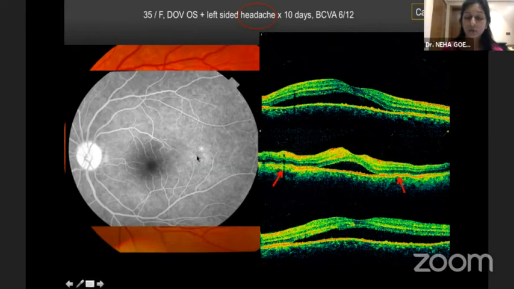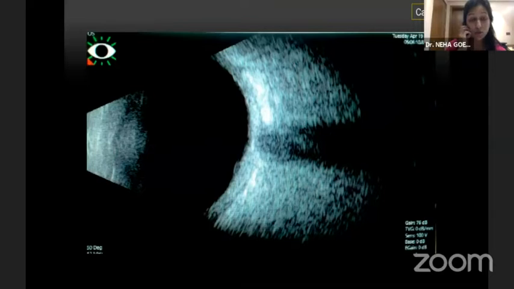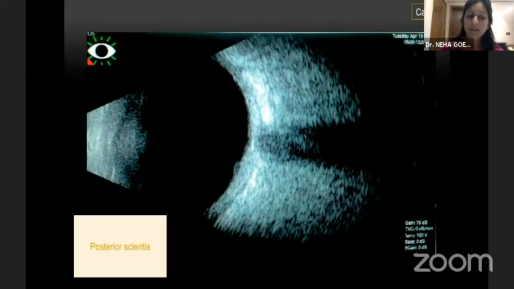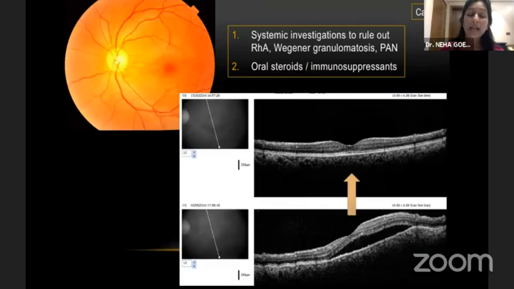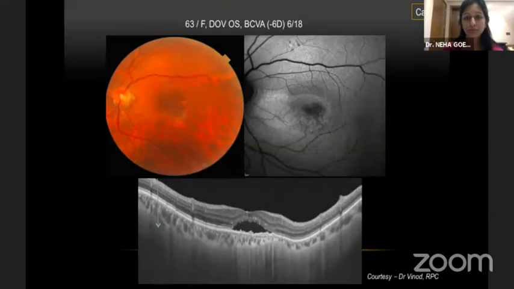And the other thing is, if you look at all the OCT scans, you see these undulations in the RPE choriocapillaris complex. So this should prompt you to order a B scan, though it's not very clear in this scan, but this was a case of posterior scleritis. It's important to recognize because up to 50% of cases are associated with a systemic disorder such as rheumatoid arthritis, granulomatosis, or polyarteritis nodosa, especially in a middle-aged female. And for the management, you need oral steroids or immunosuppressants, much on the contrary to a regular CSC.